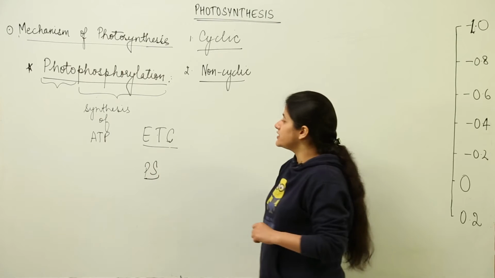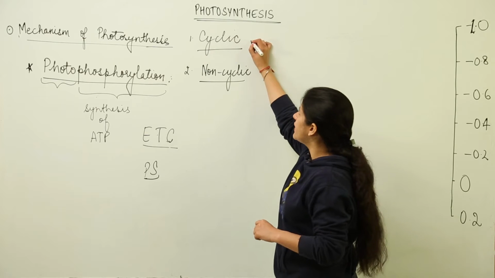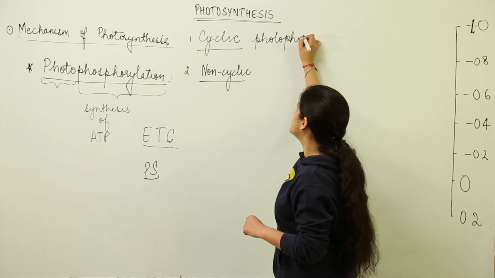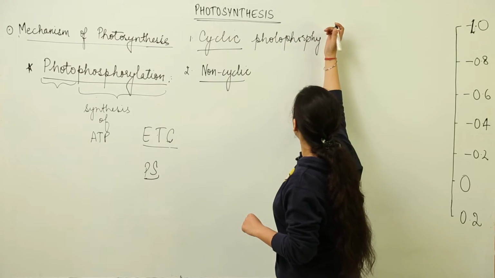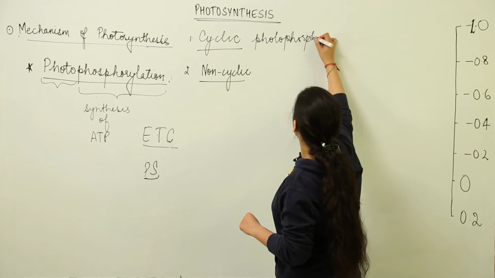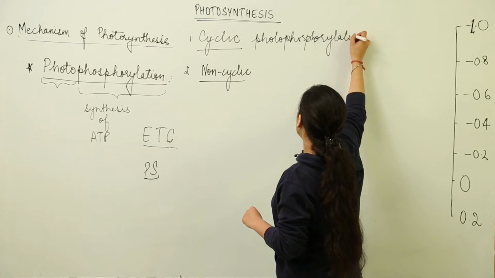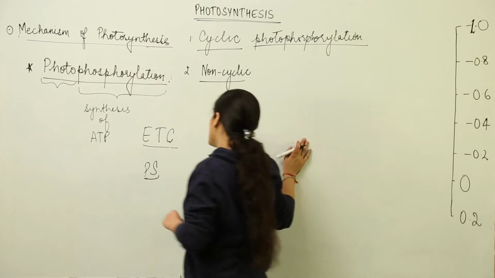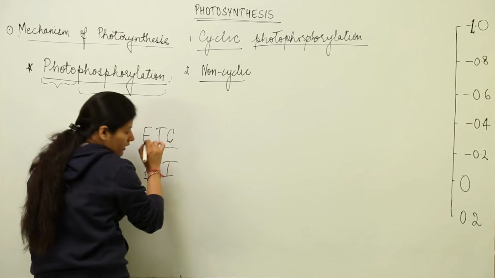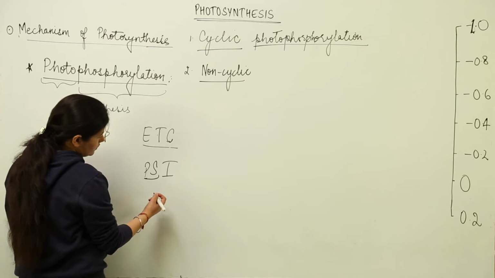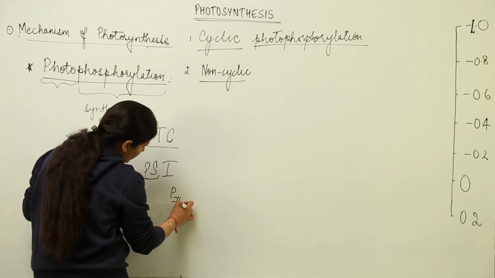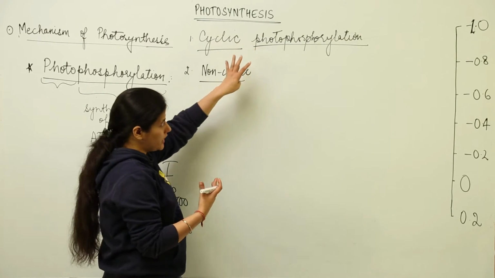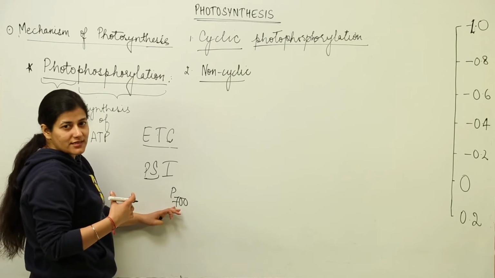So here we are going to deal with the cyclic one, and when we talk about cyclic photophosphorylation, we have to deal with photosystem 1. Now, in the case of photosystem 1, as you know, we talk about P700. The second thing is that it is a cyclic process. Now, how is it cyclic and what is the role of P700?